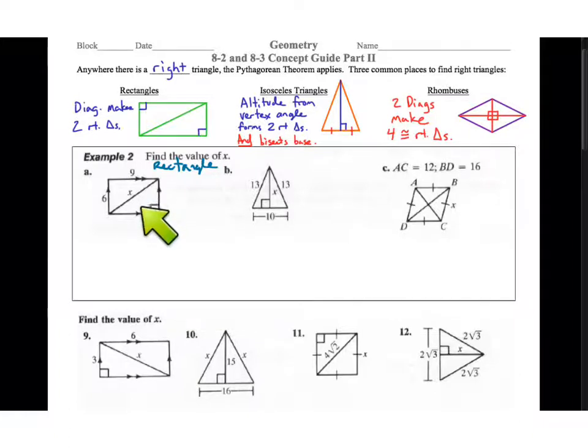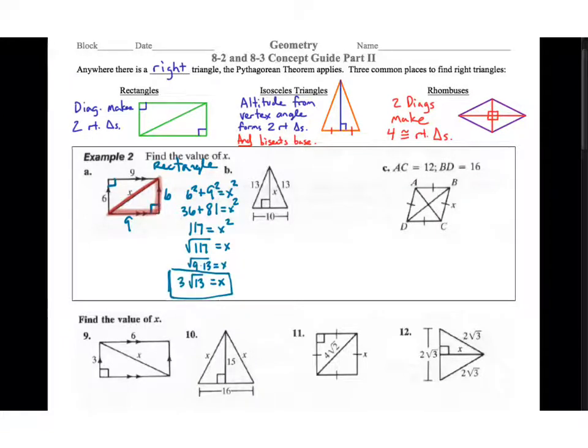This is, I hope, clearly a rectangle to you now, so this is therefore a right triangle. We can apply the Pythagorean theorem: 6 squared plus 9 squared equals x squared, and solve. Once we get the square root of 117, that simplifies to 3 square root of 13 as the final answer. That's the length of the diagonal. We'll see some word problems like this too. The diagonal will always be the hypotenuse.